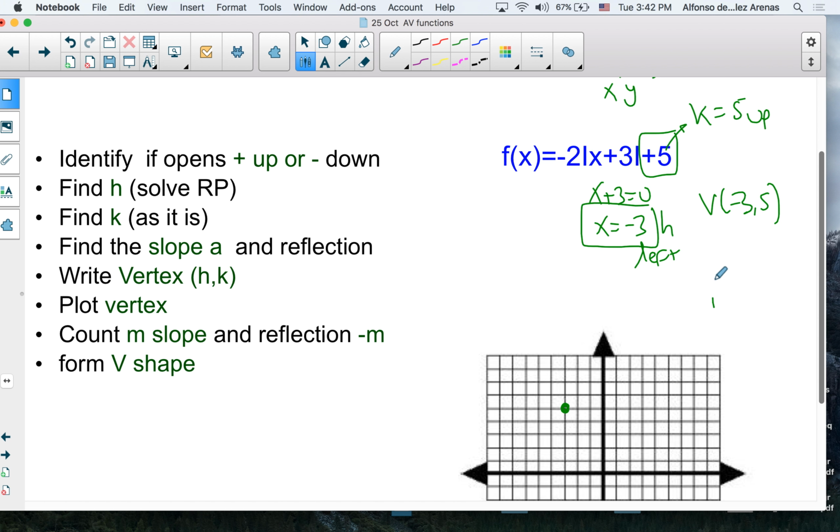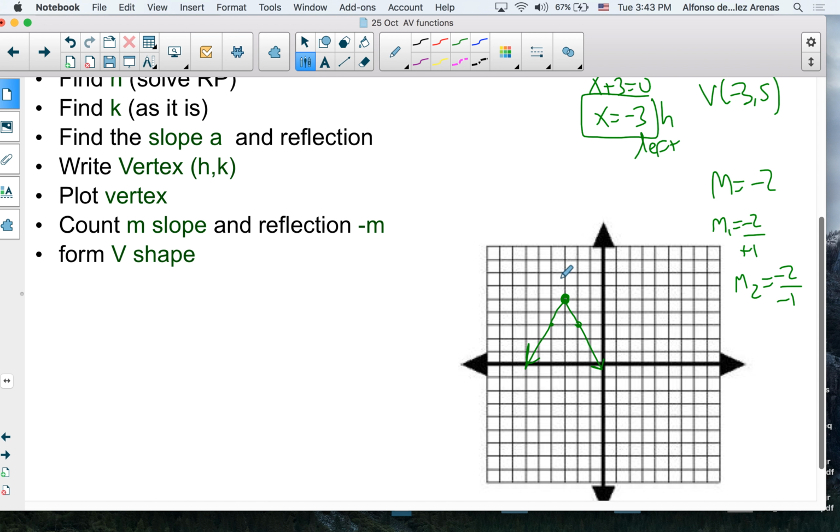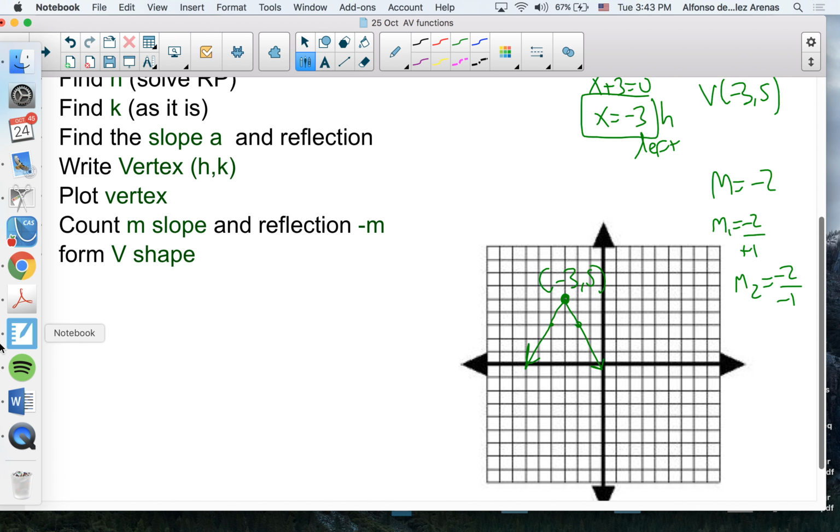Now the slope is negative 2. But we say that would be m1 negative 2 over positive 1 and m2, which is negative 2 over negative 1. So this would be negative 2 and 1, negative 2 and negative 1. So this would be a ray that goes that way and a ray that goes that way. And this is the absolute value function with vertex negative 3, 5.